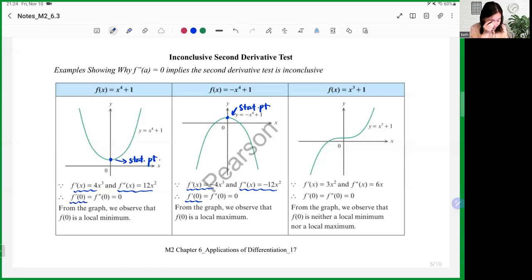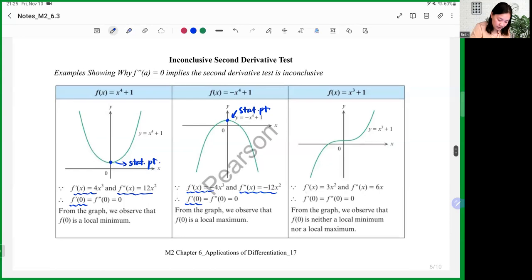Now in the third example, where I have this one, we have the first derivative and the second derivative, okay? And then I have this point as a stationary point. And if you use the second derivative to test it, at this point the second derivative is still 0. And this point is a saddle point.